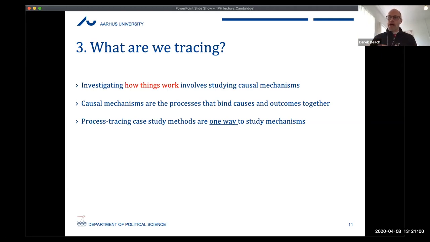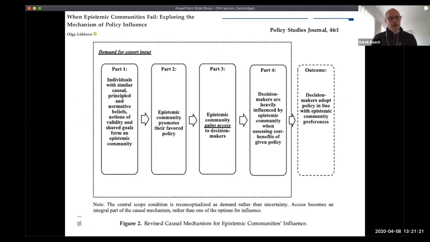Then this would involve actually observing how the smoke goes into the lungs, irritates tissue, produces mucus. This then produces cellular changes, and you would be actually observing these processes. And that would be, of course, something different than if you were doing your experiment. This is an example from a published study from Policy Studies Journal of what process tracing can look like. This is just the theory, the evidence is not here.